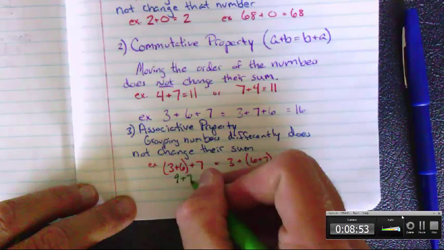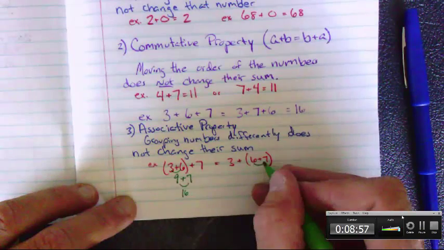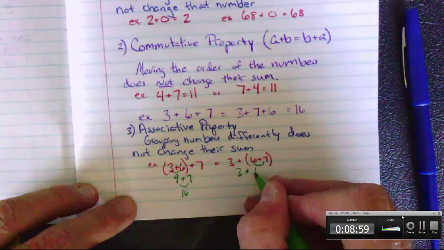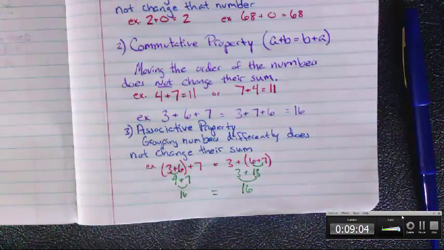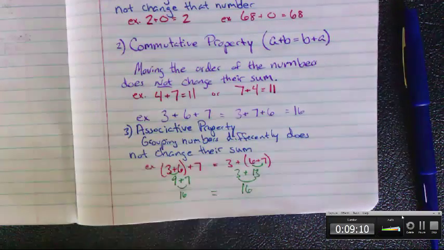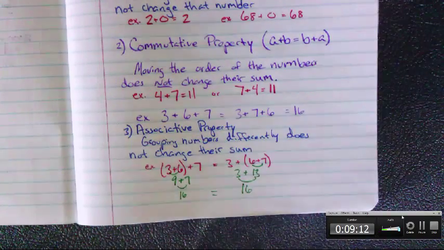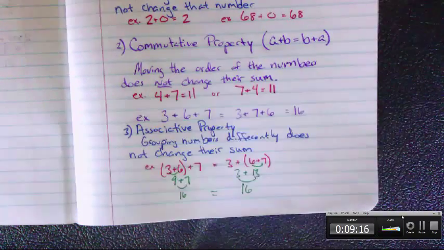In this first example, 3 plus 6, what's that? 9. 9 plus 7 then makes 16. Over here, 6 and 7 make 13, and 3 and 13 then make 16. So we can group numbers differently, but grouping them differently does not change the sum. It's provided that every operation is addition.